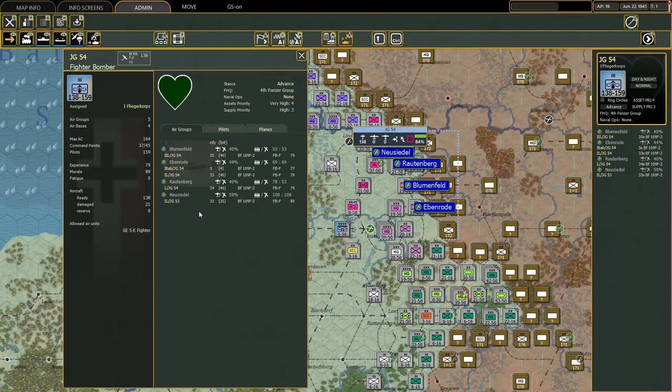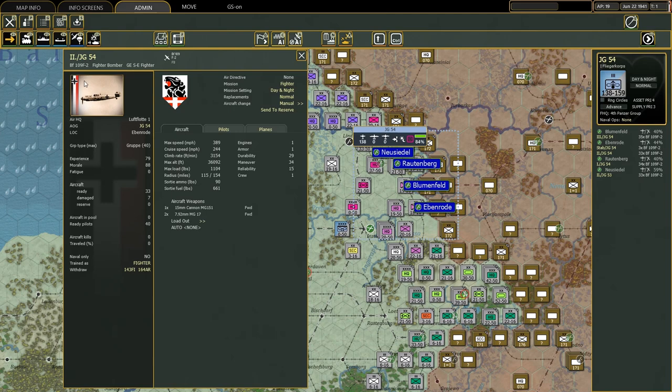Now, let's go to the second Gruppe of the 54th Jagdgeschwader. You see here, mission, it says fighter. Now, if you toggle bomber, in the next air execution phase, this unit will perform a bombing mission. But, you see here, trained as fighter. Now, if you have a crew of pilots trained as fighter in a fighter-bomber unit and you let them fly a bombing mission, they will have a 20% penalty on the mission efficiency.